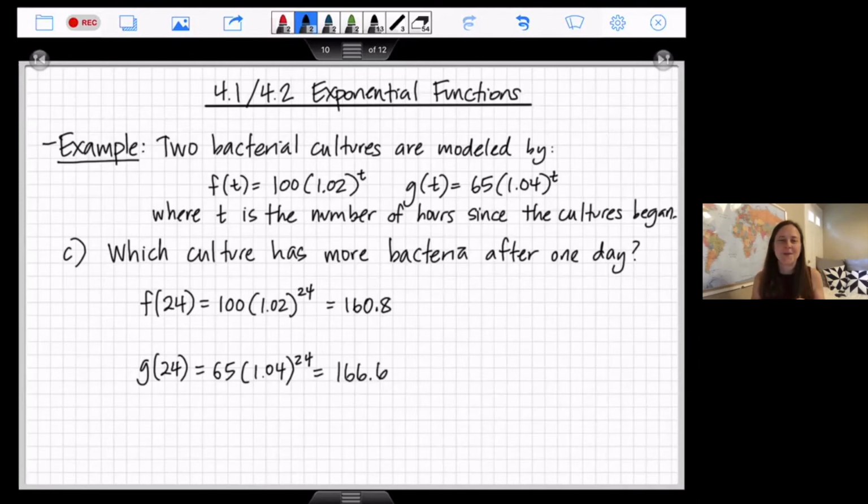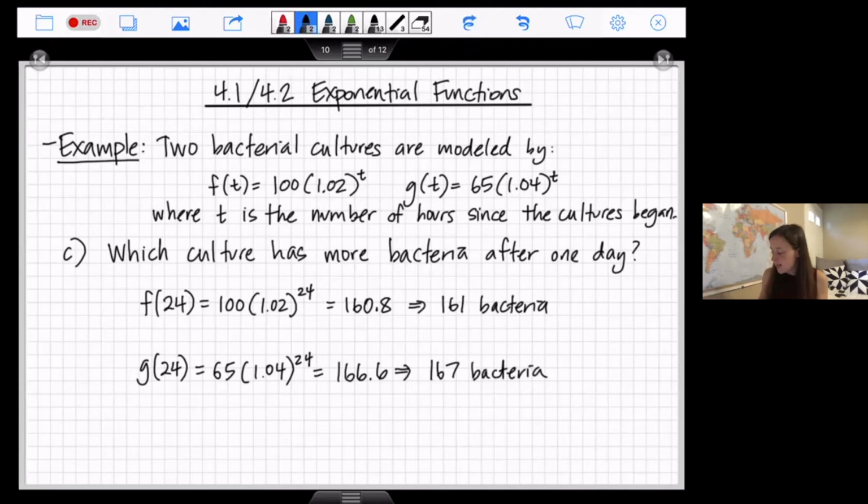Before I do that, I'm going to change one little thing. Remember what these numbers represent. These are bacteria. You can't have 0.8 of a bacteria. It's either there or it's not. So we're going to round both of these conventionally. 0.8 is going to round up to say that after a day I have 161 bacteria, and then this one is going to round up to 167 bacteria.